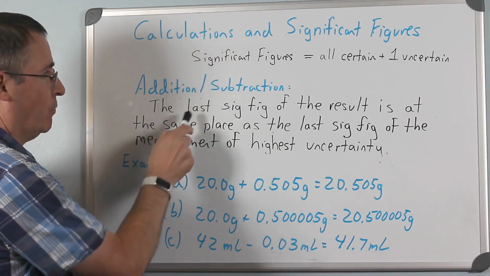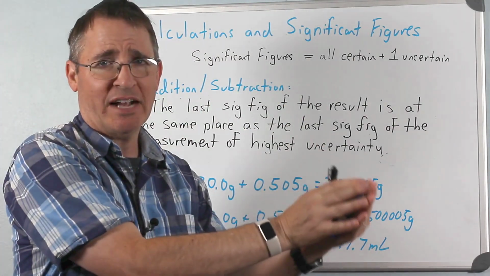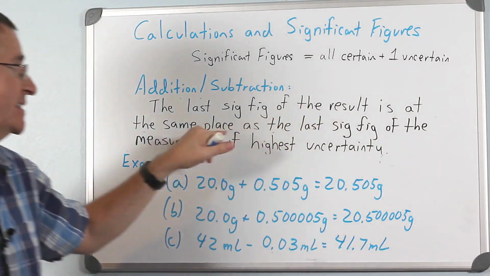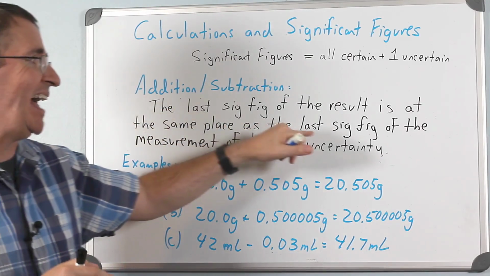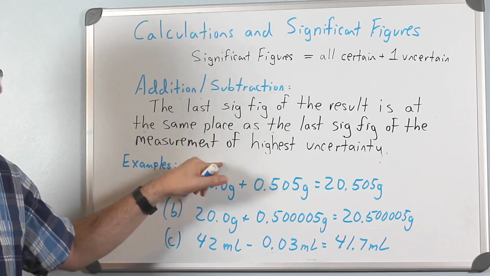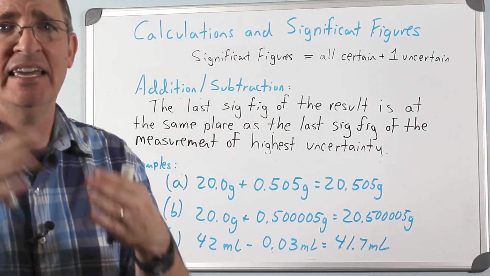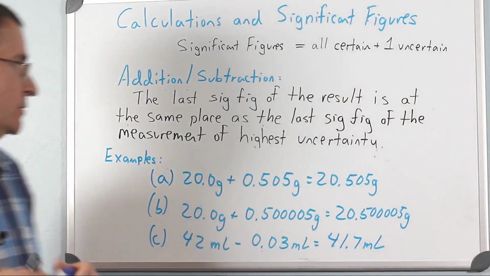So for addition and subtraction, our approach is we're going to round the result of our addition and/or subtraction calculation so that its last significant figure is at the same place, the tenths place, the hundredths place, the thousandths place, etc., as the last significant figure of the measurement of highest uncertainty. The measurement that we have the least confidence in is going to dictate how much confidence we have in our final answer. So let's do a couple examples.